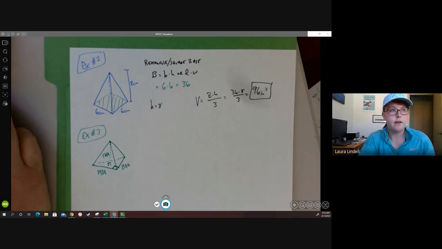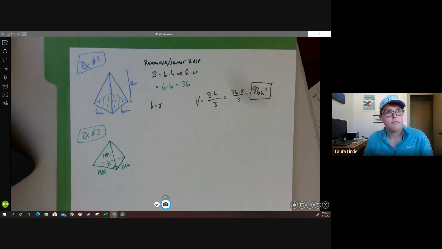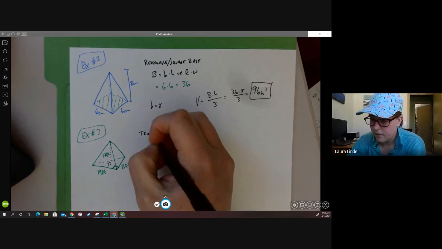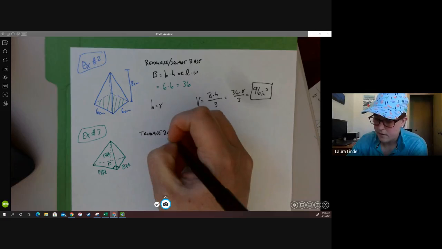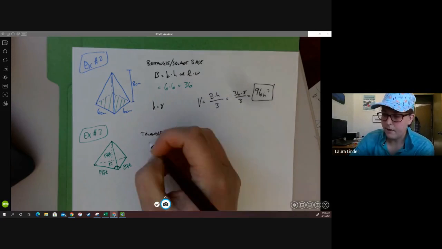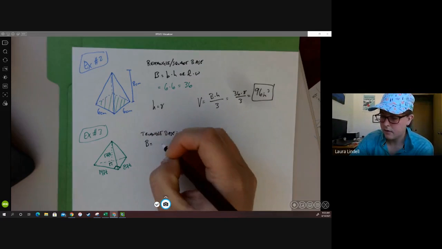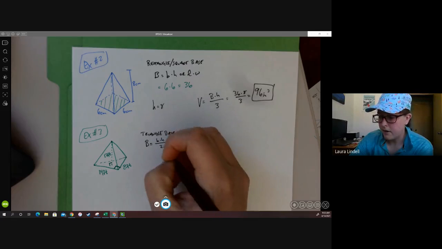Take a moment, draw that, if you can. I know drawing in 3 dimensions can be kind of difficult. So do your best. If it doesn't look amazing, that's okay. The ones that come up on your IXL will look a lot better than yours or mine. Okay. So this time we have a triangle base. So that means that our base formula is going to be base times height divided by 2.